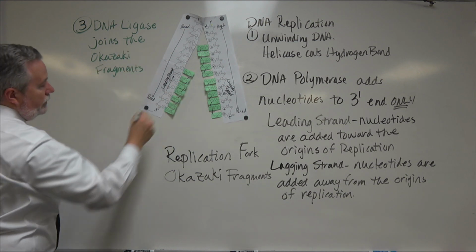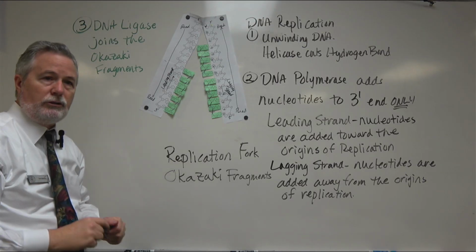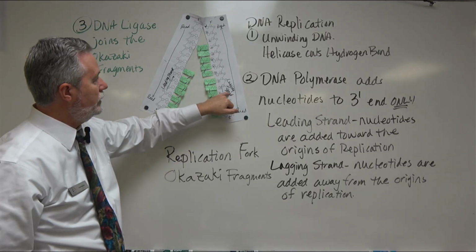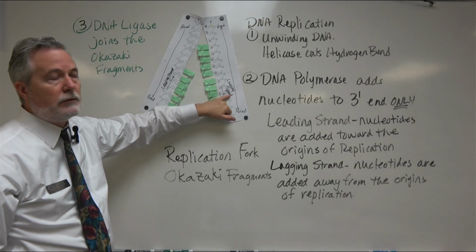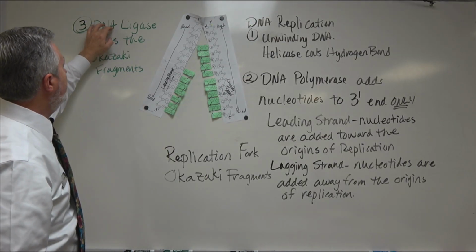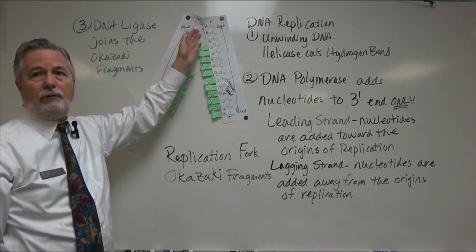Now, I wouldn't join them together. I would leave them separate so that you could use that to study. So the Okazaki fragments are formed only on the lagging strand. And then what comes in is another enzyme called DNA ligase that joins these. So now we have one complete strand.